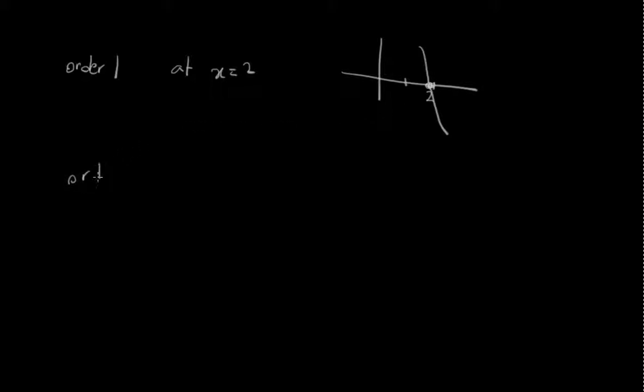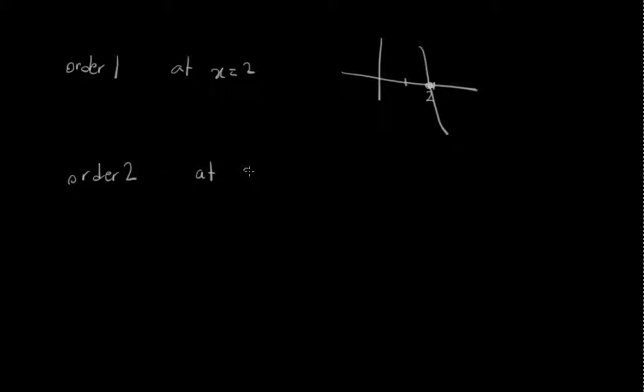So if you have an order of 1, let's say at x equal to 2, the graph would just pass that point, that x-intercept, when you get close to it. Something like this, if this is point 2.